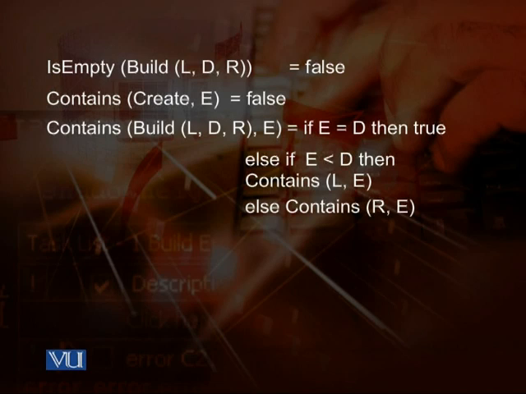So the answer is very simple. If E is equal to D, then it is true. Otherwise, if E is less than D, then we will check whether it is contained in the left subtree. So we say contains L comma E. Otherwise, we check whether it is contained in the right subtree. So we say contains R comma E. So once again, it is a recursive definition in this particular case.